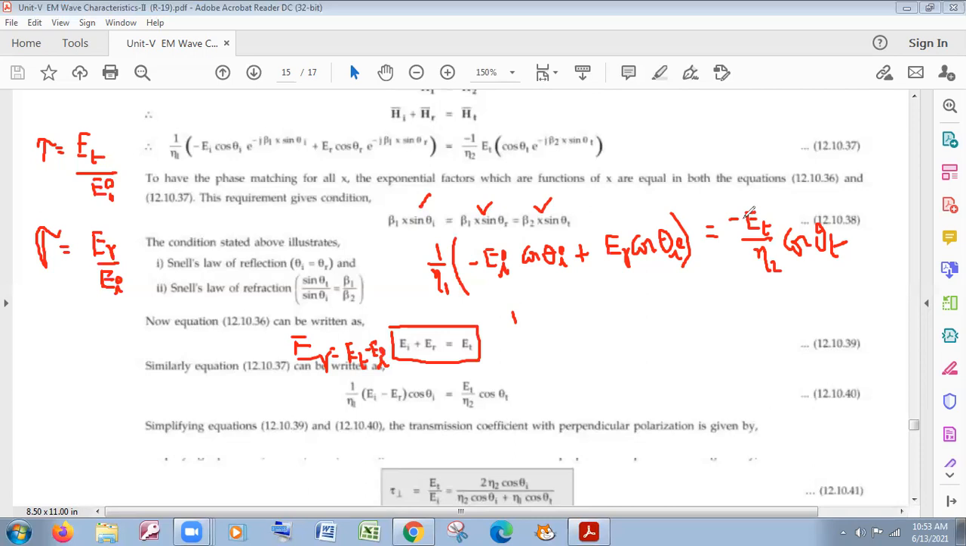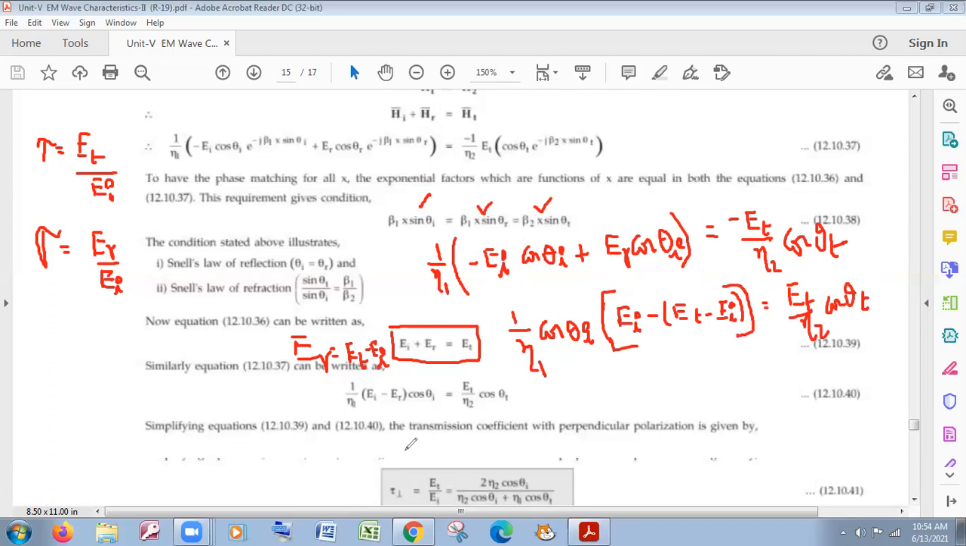So substitute ER is equal to ET minus EI in this equation. The minus is there, here also the minus, 1 by eta 1, cos theta I is also common. Multiplying the minus here, it becomes plus EI. Now the plus ER means a minus, since I am substituting ER as ET minus EI. So ET minus EI is equal to, already the minus is multiplied, we have only ET by eta 2 cos theta t.